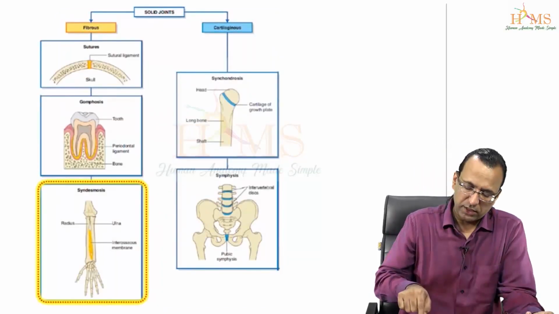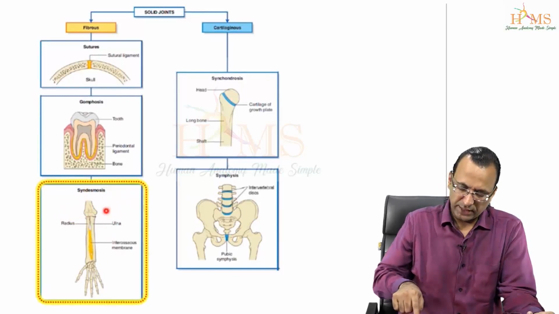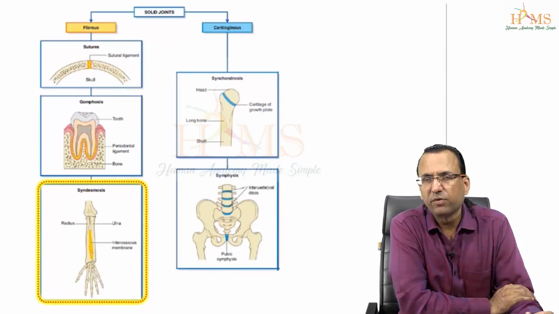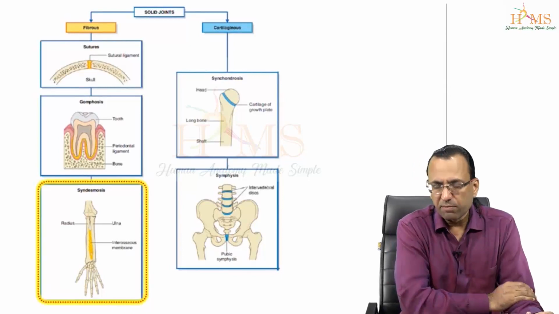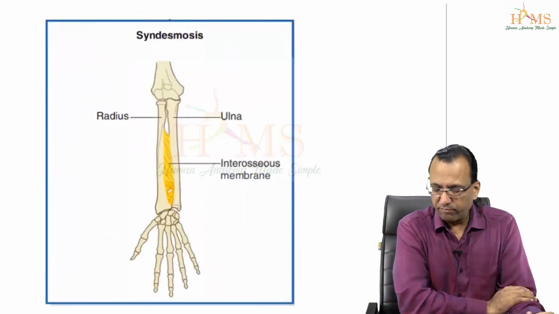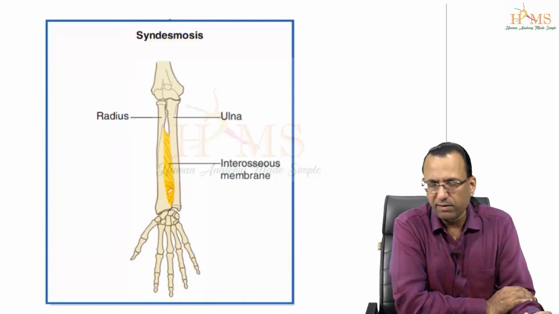And what about the third type of the fibrous joint? It is syndesmosis. One example of syndesmosis, we have taken inferior tibiofibular joint. One more, the middle radio-ulnar joint. So, middle radio-ulnar joint is a syndesmosis of fibrous joint. Yes, it is a slightly mobile joint.